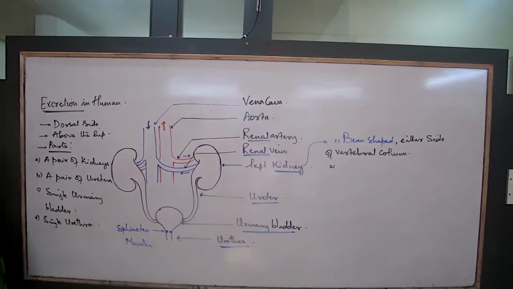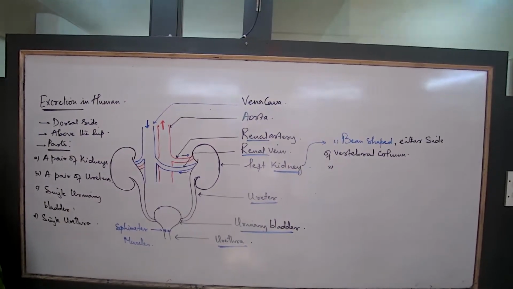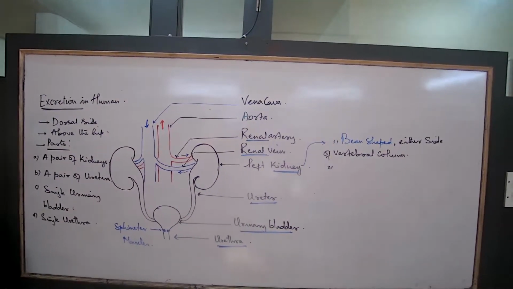The outer region of the kidney is known as the cortex, and the inner region, which is lighter, is known as the medulla.